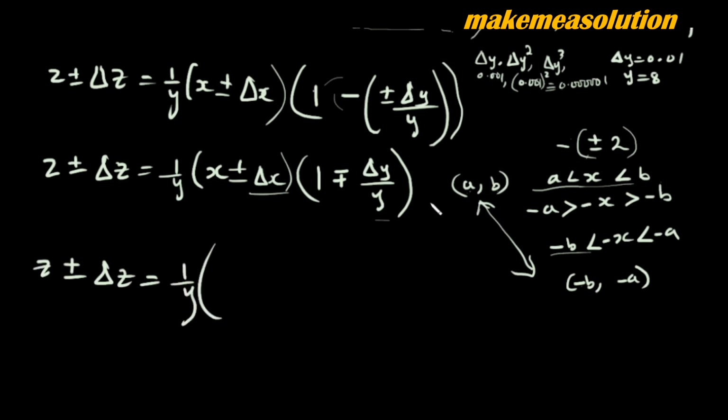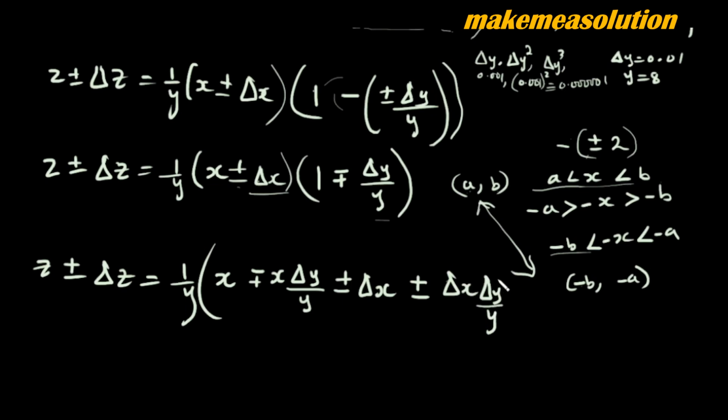Then I'm now going to expand this. So in expanding, I'll have x times 1 is x, and this x times this value, I can say minus or plus x delta y over y, like this. And this times this is going to be a plus or minus delta x, and this over here times this over here, let's just say it's a plus or minus delta x, then delta y over here, this way.